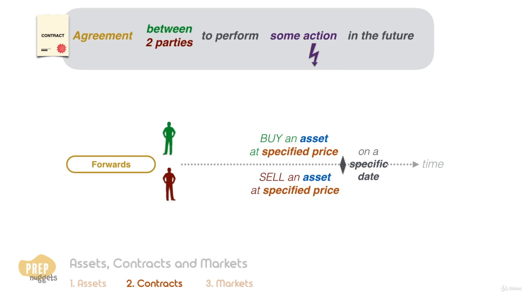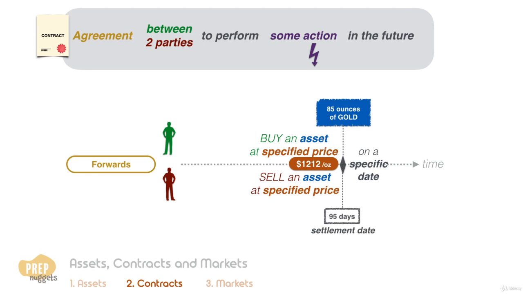For example, Green agrees to buy from Red 85 ounces of gold 95 days from now for $1,212 per ounce, and Red agrees to sell at these terms. On the settlement date, which is 95 days from now, the terms of this contract must be fulfilled by both parties. Forward contracts are initiated and traded in over-the-counter markets, where the parties customize the terms of the contract according to their needs.